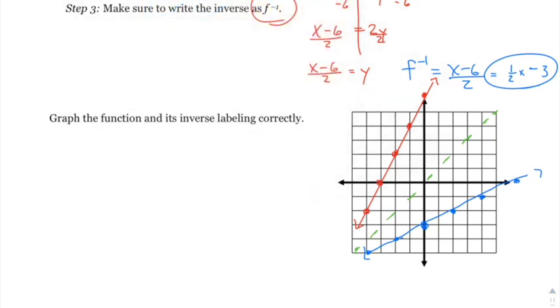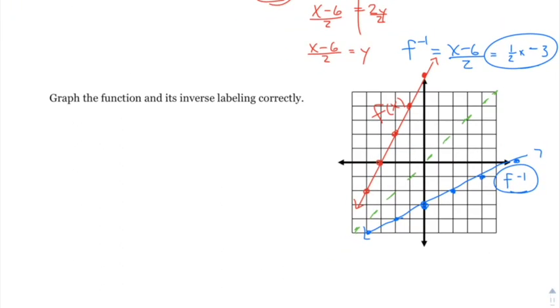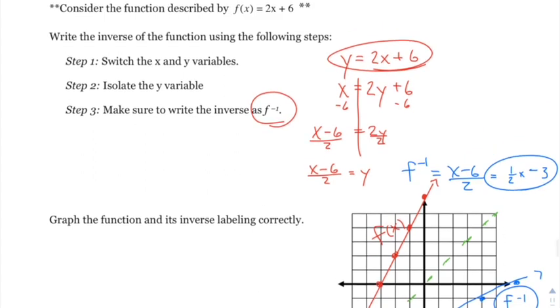Oh, as far as labeling them, it's good to label these here, so I'll put f inverse right here for that one, and then I guess we can just put f of x for this one right here. And that's how you label them. So not too bad. Switch x and y, solve for y. Big thing that some teachers bust you hard on is getting the notation. So instead of saying y equals that, put f inverse right there, and then you'll be good.